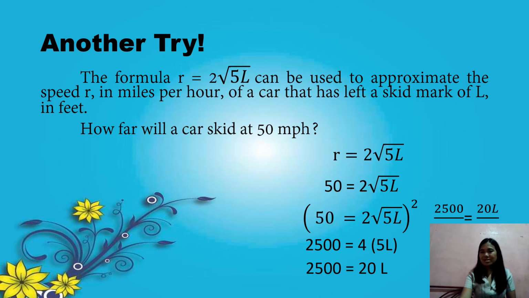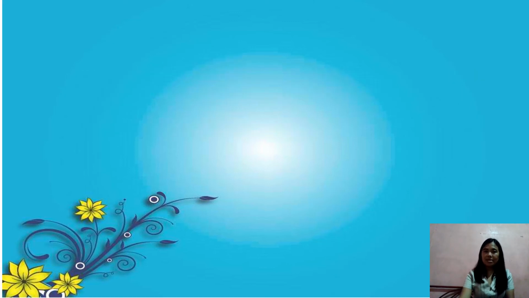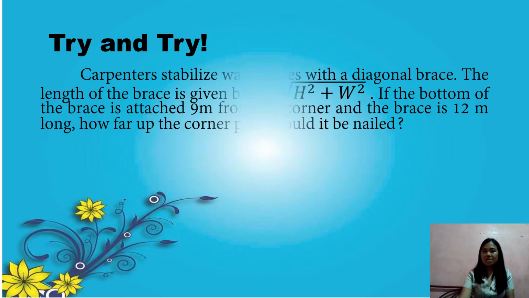Okay, so it can no longer be seen, so just go back to your Google Classroom. You have it there. I will be uploading it. So 2,500 divided by 20, L has a value of, it was blocked by the camera, so L is 125 feet. Just go back to our Google Classroom for the whole solution of this problem. I hope it is clear, because we have to discuss another problem.